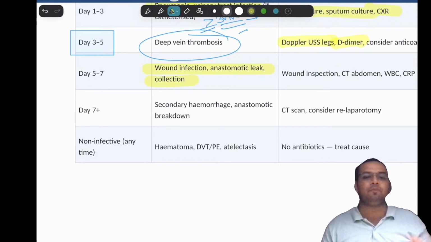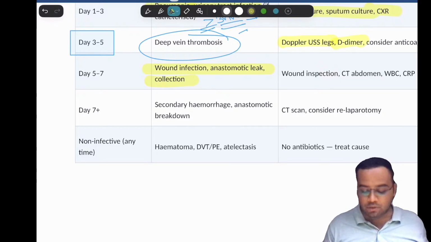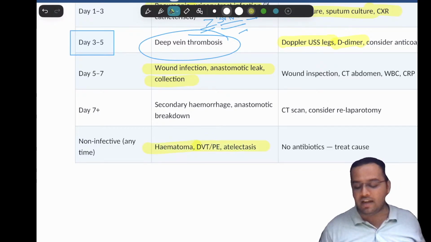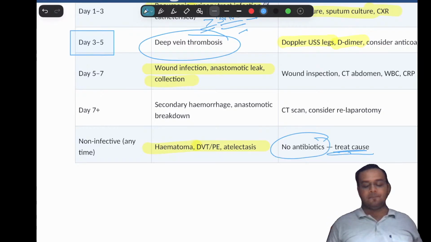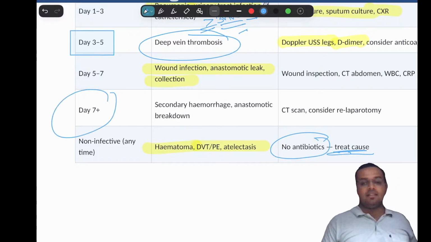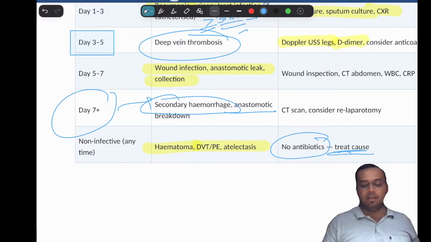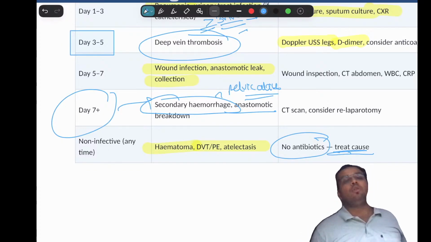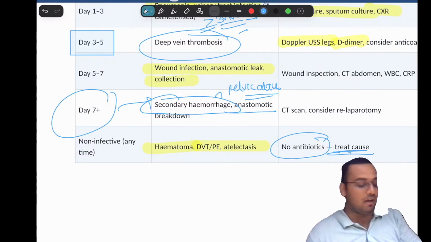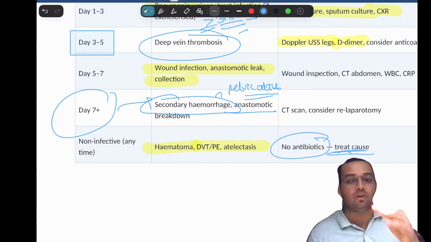Fever might come anytime, during DVT, hematoma or atelectasis, and always, don't just give antibiotics, treat the cause. And after day 7, there can be any cause. It can be because of anastomotic breakdown, secondary hemorrhage, or pelvic abscess. So you need to check what is the actual cause of fever. Correlate everything clinically. However the radiologists tell you on the reports, correlate clinically. Correlate what the patient is having.